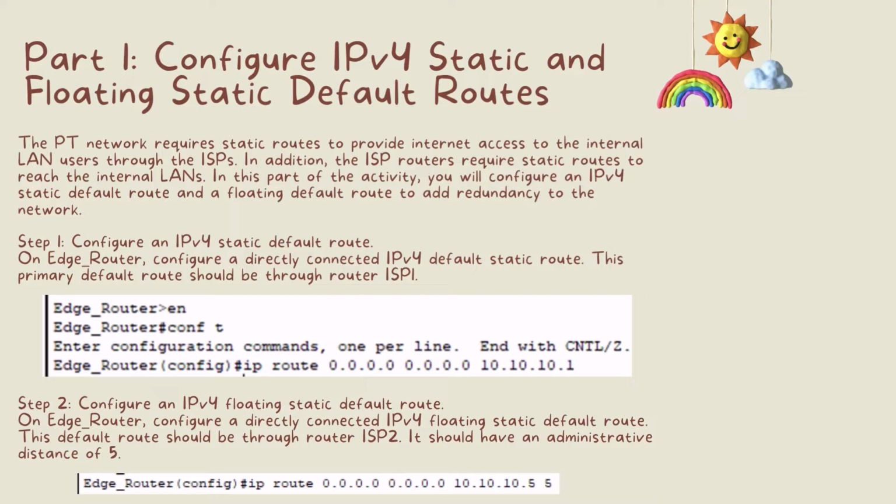Okay, step 2, configure an IPv4 floating static default router. On edge router, configure a directly connected IPv4 floating static default router. This default router should be the route to router ISP2. It should have an administrative distance of 5. Okay, this is the command for how to configure IPv4 floating static default router. Okay, ip route 0.0.0.0 0.0.0.0 10.10.10.5 5.